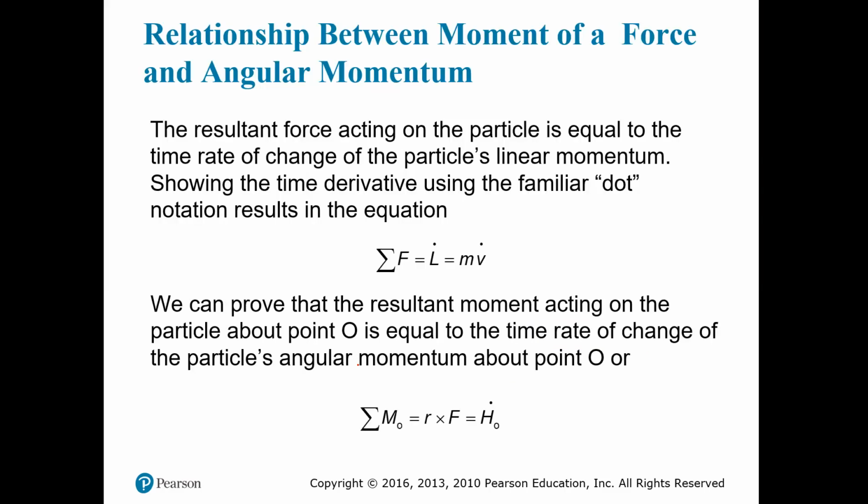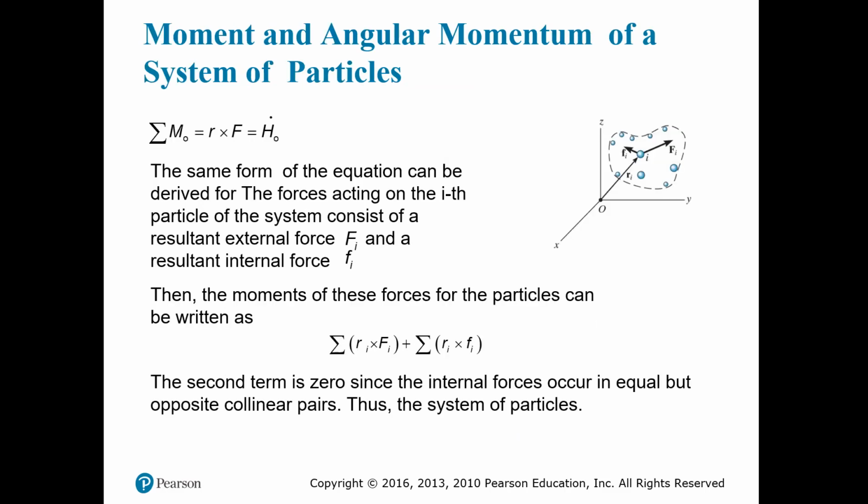And the resultant force acting on a particle is equal to the time rate of change of the particle's linear momentum, showing the time derivative using the familiar dot. Everybody's familiar with this from the notation of the book. We can prove that the moment of the resultant force acting on the particle about O is equal to the time rate of change of the particle's angular momentum around O. And that's exactly what we are about to prove. But before we prove that, I want you to get familiar with all the knowledge behind this equation.